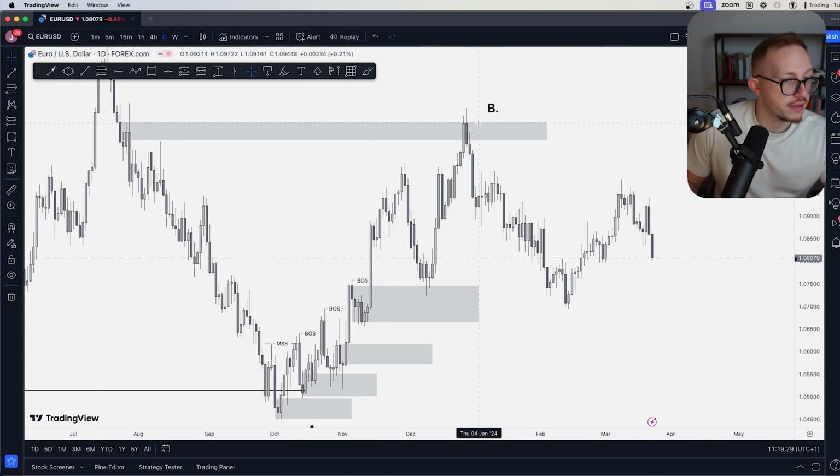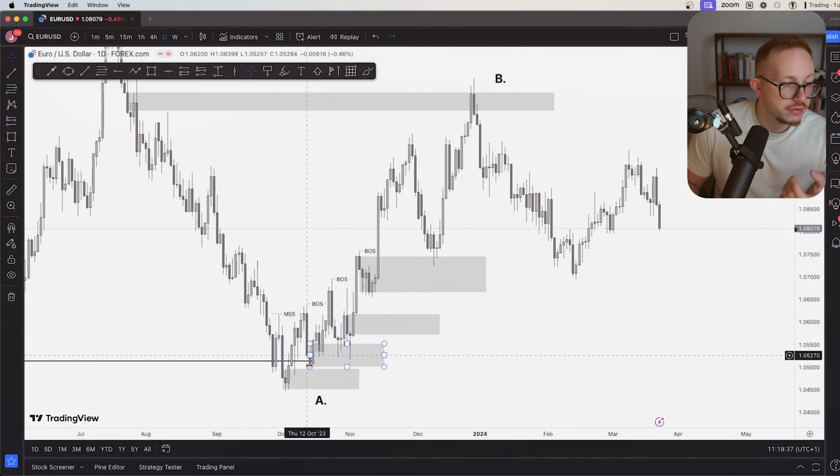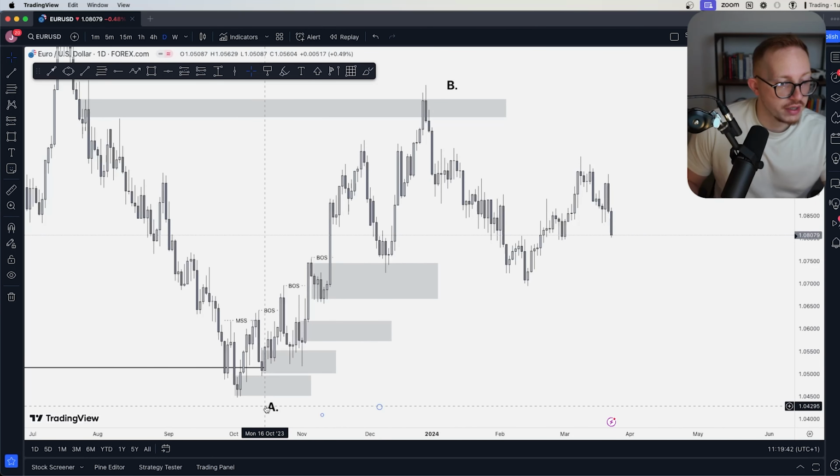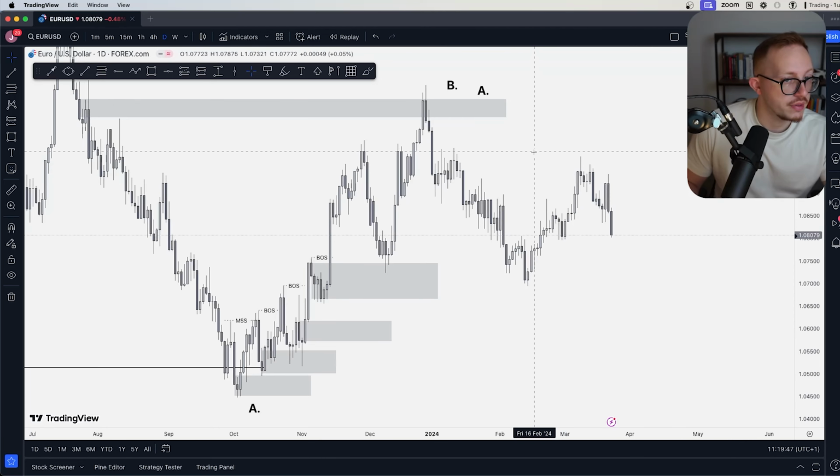Now we reach point B, what happens? We have a huge rejection downwards. Are we still going to be searching for buy positions? No, most likely not, because the move is done. Point A to point B is done. Now we have a new point A, and that was our previous point B.